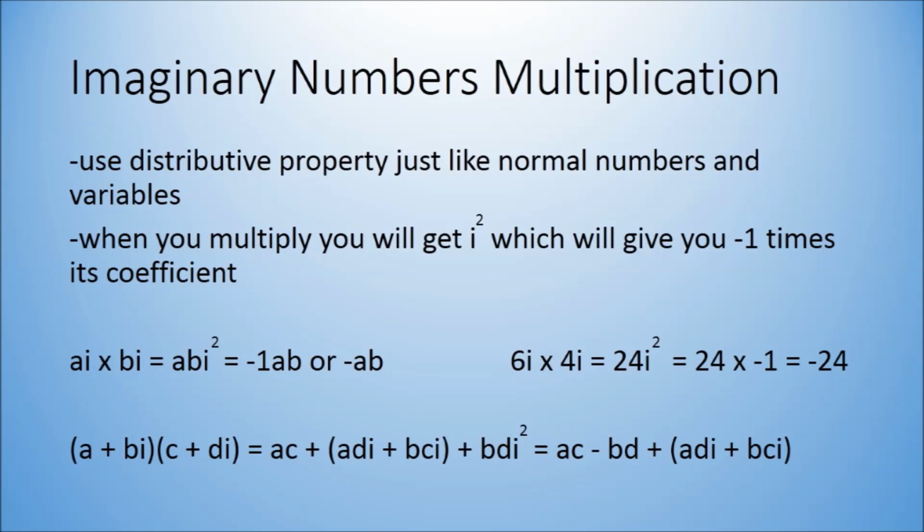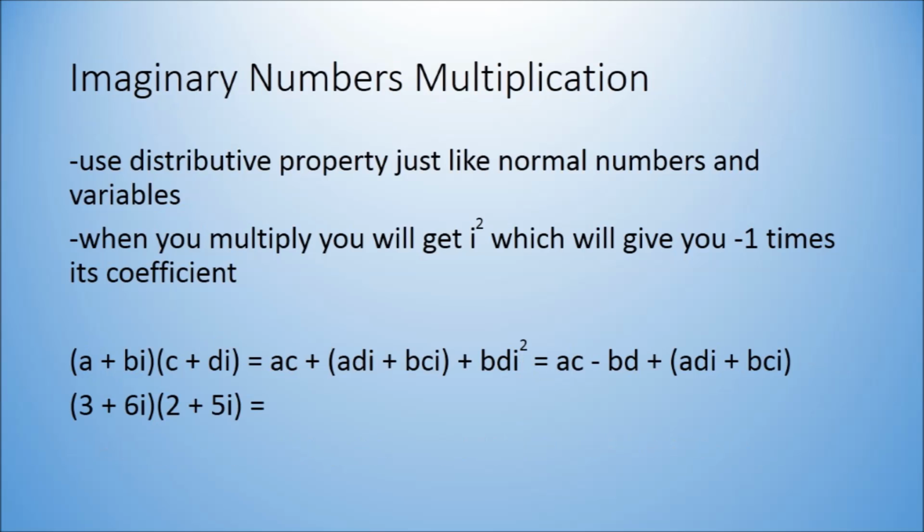And then you have ones where you actually have to use the distributive property. Here I just used a, b, c, d to show you how it works, if you want to pause and look at that. If not, we'll go on to an example. So here we have 3 plus 6i times 2 plus 5i.